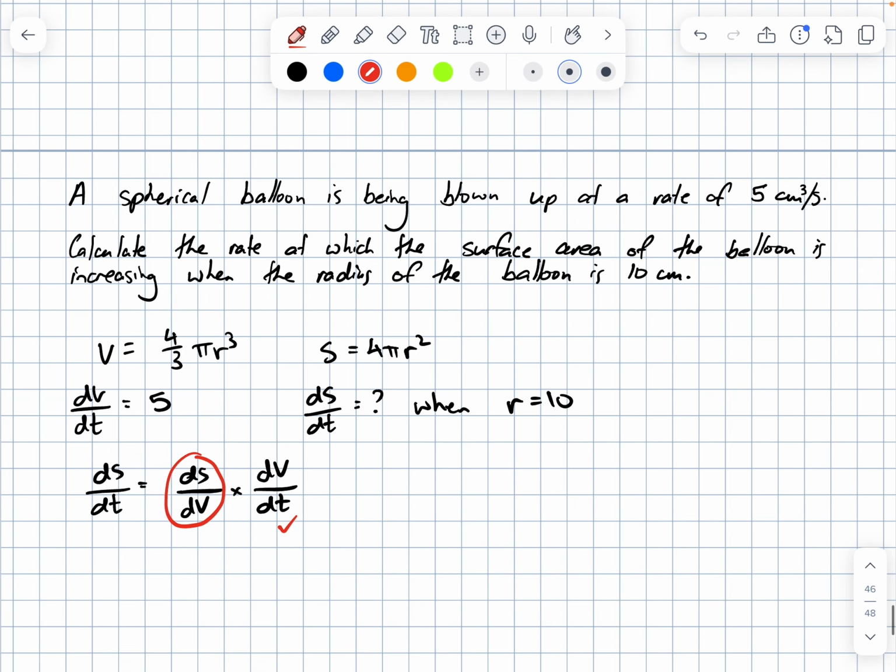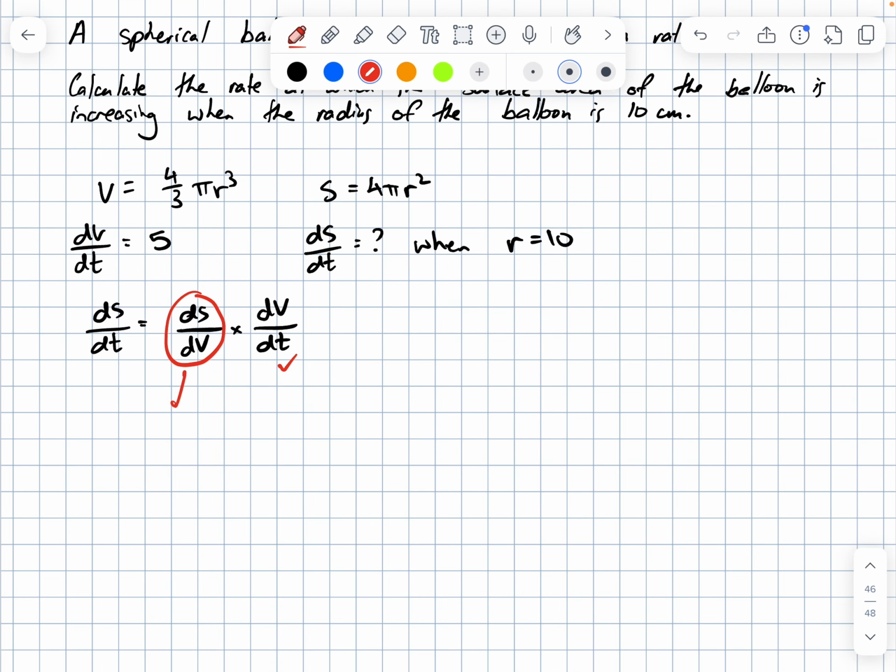Now typically that means we need an equation for V in terms of S or S in terms of V. Now looking at our equations, that's not so easily done. I could maybe for the S equation rearrange it for r, then take the square root, then plug that square root and cube it into the volume equation, but that's quite complicated. And so in this scenario we have to do an extra step. I can also now notice that both V and S are in terms of r, which means I can differentiate them both in terms of r.